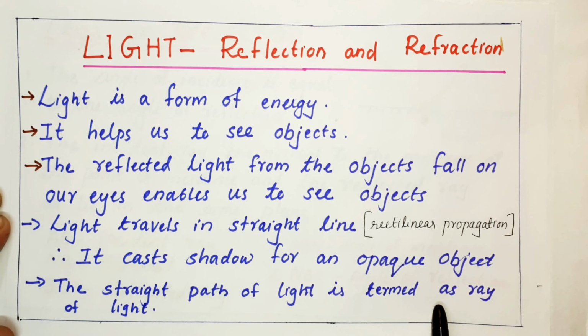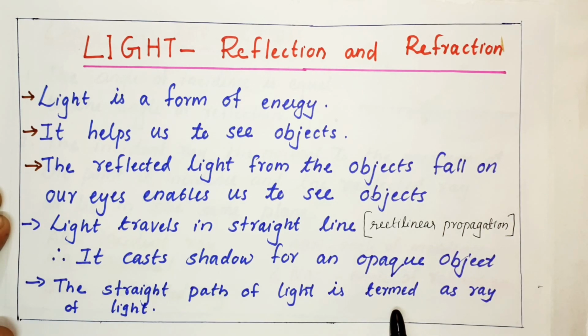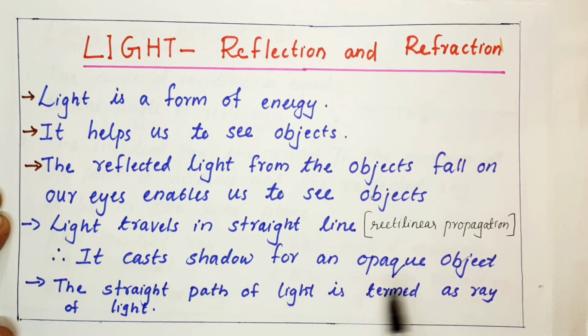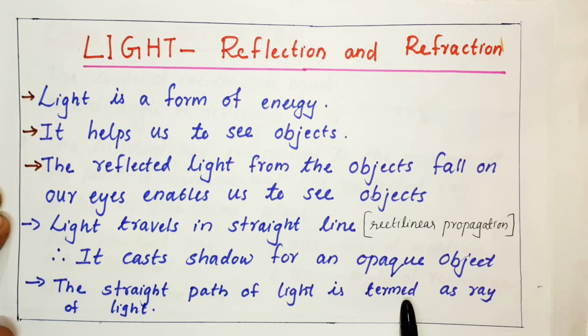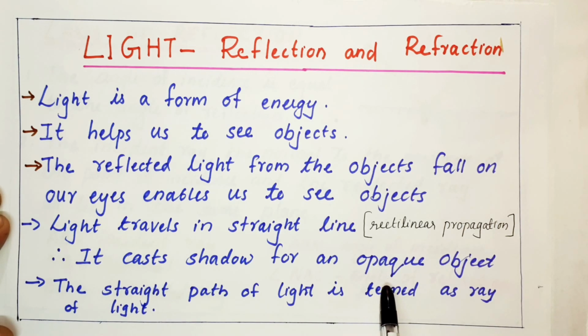Light travels in a straight line, as I already told you. This straight path of the light is termed a ray of light. So a ray of light is nothing but the straight path. The rays together we call a beam of light. These are the basic characteristics.